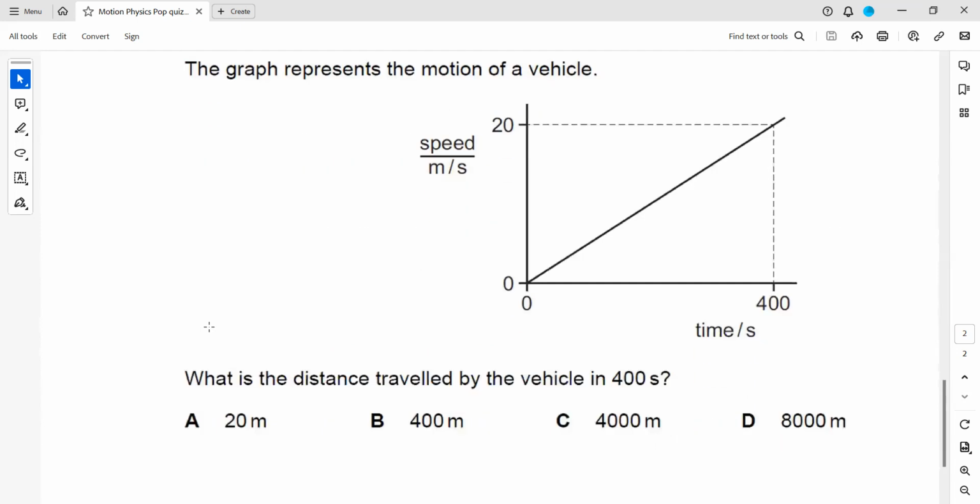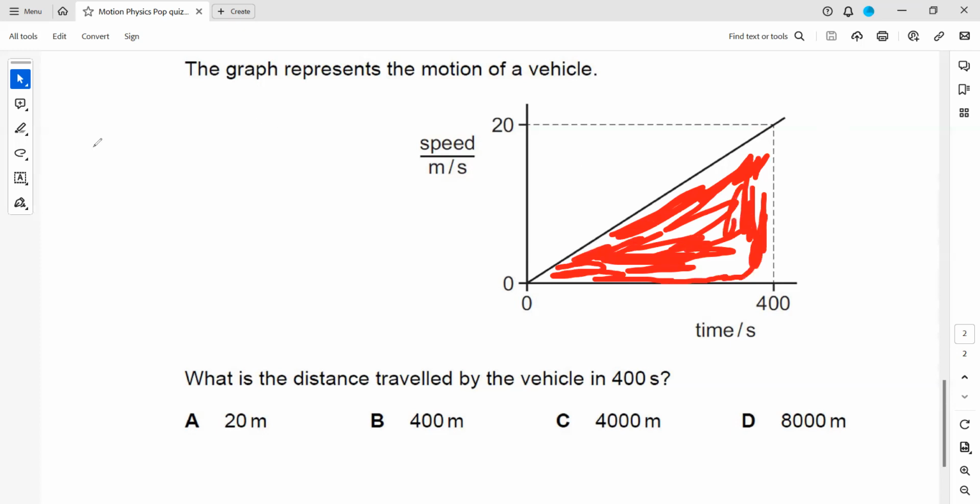The graph represents the motion of a vehicle. What is the distance traveled by the vehicle in 400? So whenever a speed-time graph is there and you want to calculate a distance traveled, the distance traveled is the area under the graph. How to work out the area under the graph? The area under the graph is half base multiplied by height. So it will be 1 by 2. The base is 400. And the height is 20. So when we simplify, it will be 200 multiplied by 20, which is equal to 4,000. So C will be the right answer.